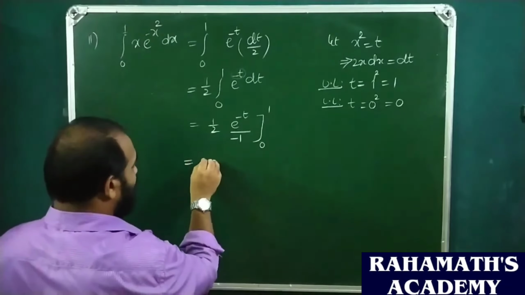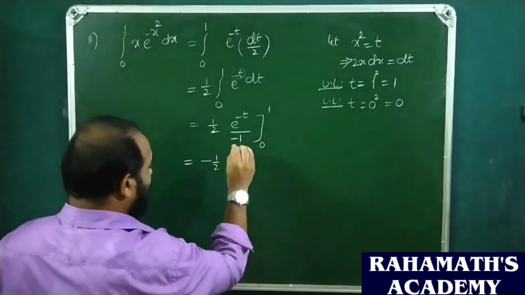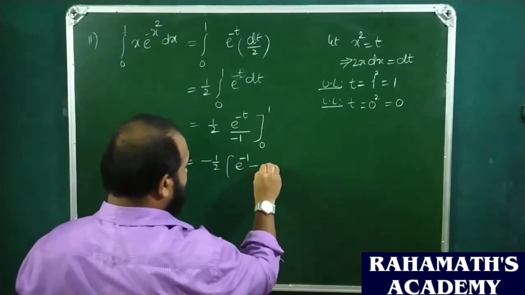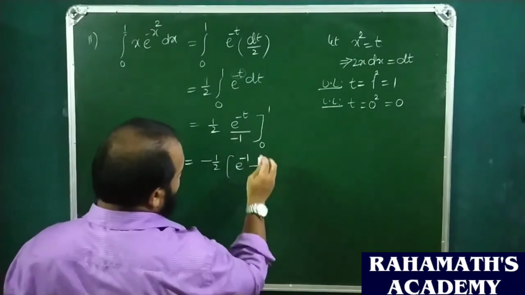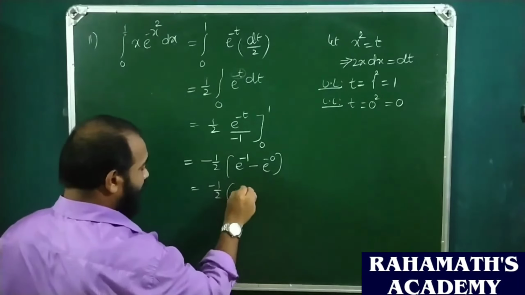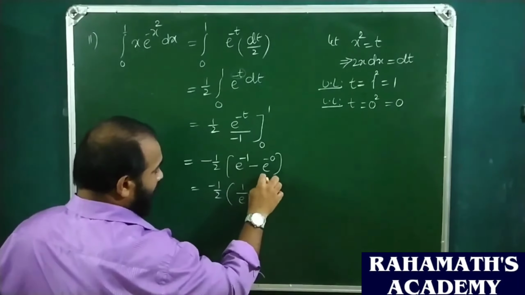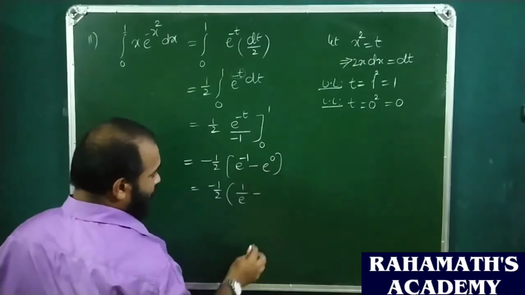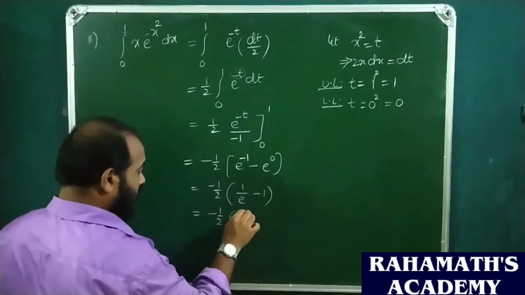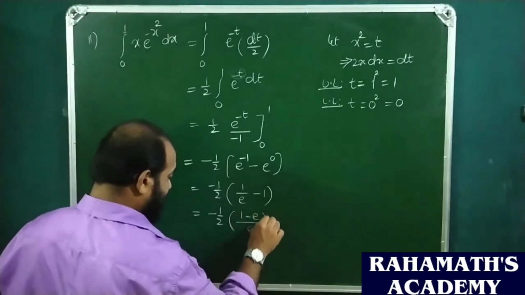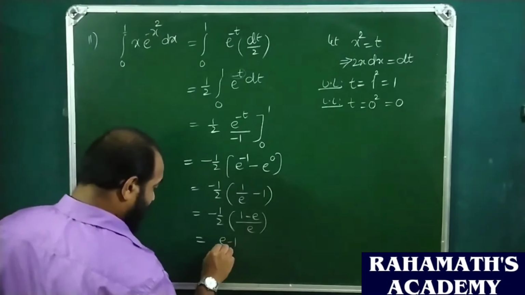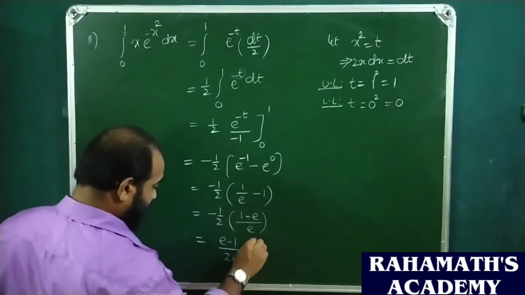So 1 by 2 into minus 1 is minus 1 by 2, e power minus, in the place of t upper limit 1, minus e power, in the place of t lower limit 0. So minus 1 by 2, e power minus 1 value is 1 by e, e power minus 0 means e power 0 value is 1. So minus 1 by 2, 1 minus e by e, LCM. So e minus 1 by 2 into e.